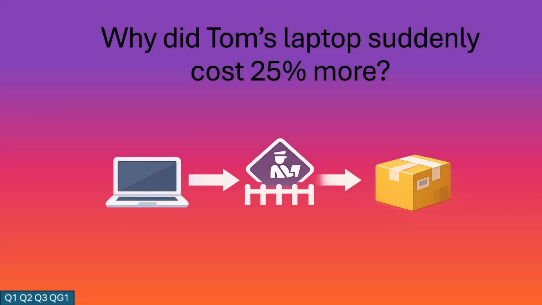Tom lives in country A. He finds a laptop online from country B. The price looks great, 1,000 euros. He orders it, but when the laptop arrives, something changed. The final price is now 1,250 euros. Same product, same seller. So what happened?